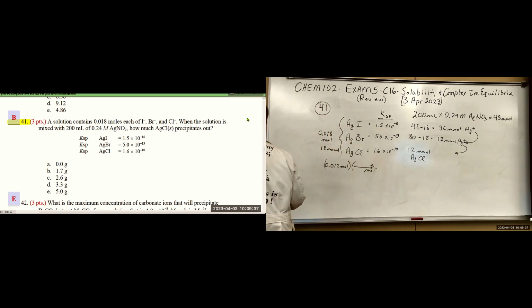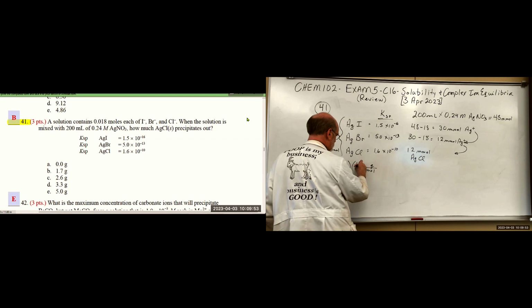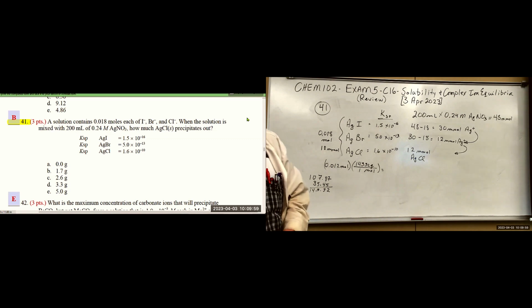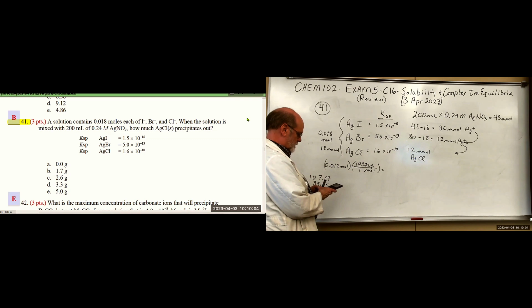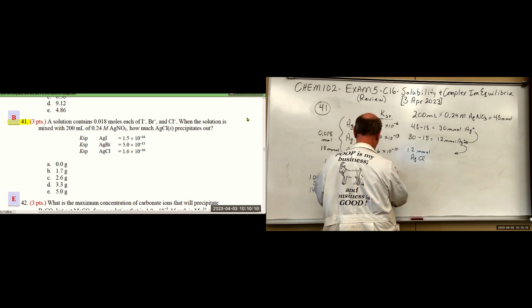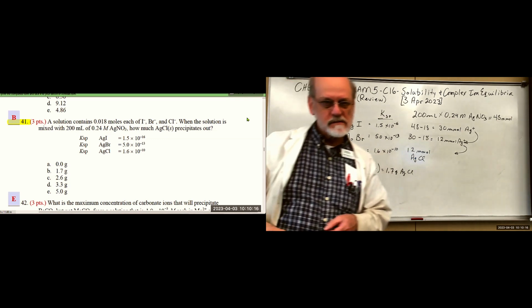So we need the silver chloride molar mass. Silver is 107.87 and chloride is 35.45, so that's 143.32. Times 0.012. So I get, with two significant figures, 1.7 grams of silver chloride. Yeah, that's B.